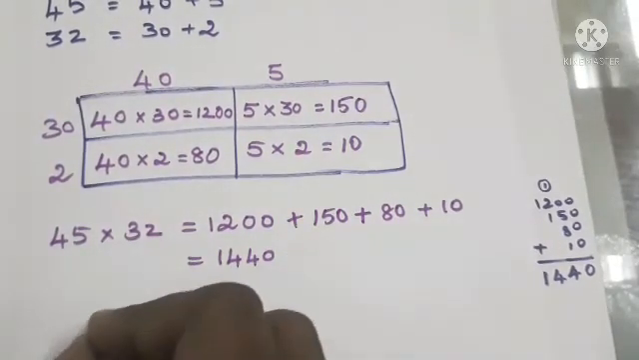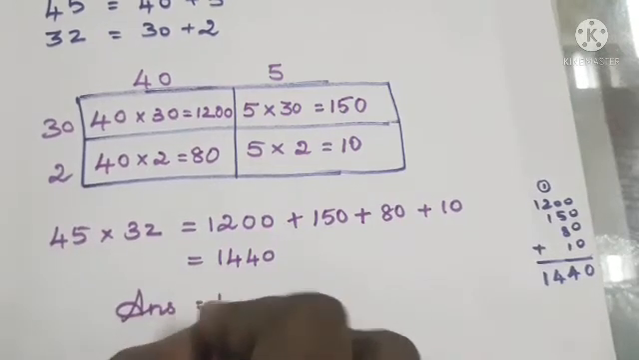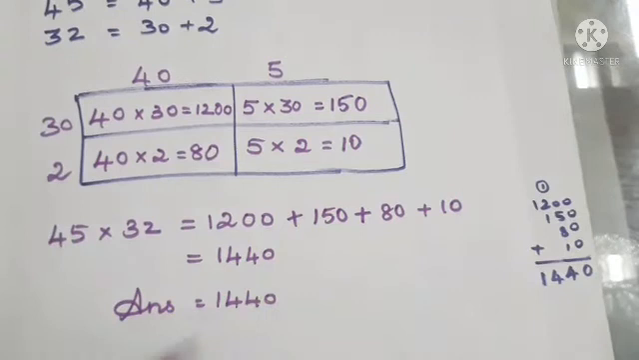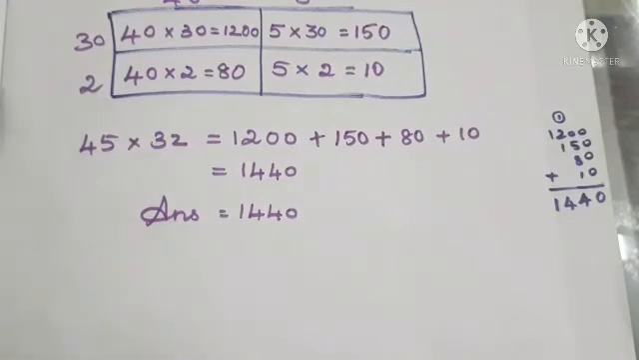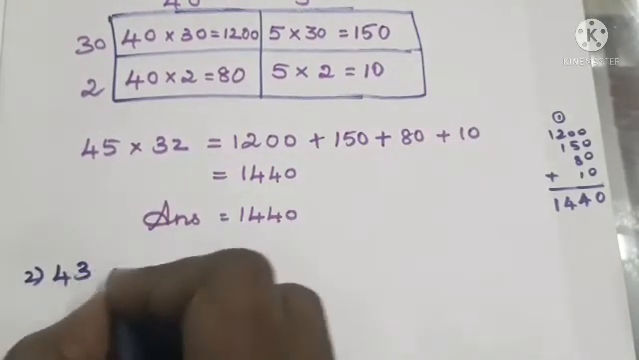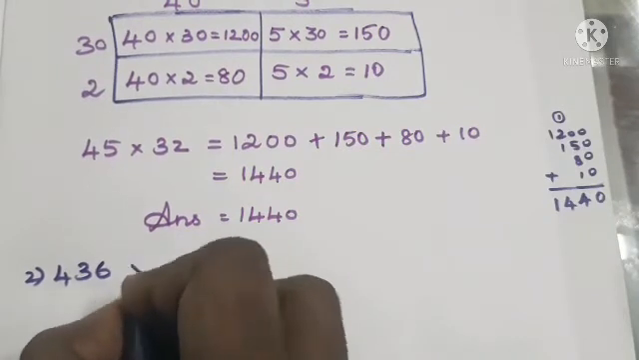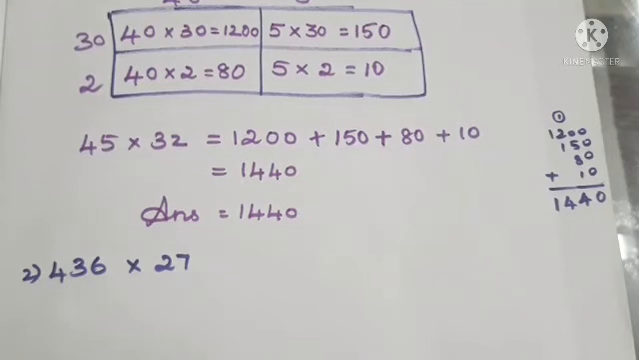So we can write, answer is equal to 1440. Okay, next look at the next question ma. So in the second question we have to multiply 436 multiplied by 27. Okay, 436 multiplied by 27.